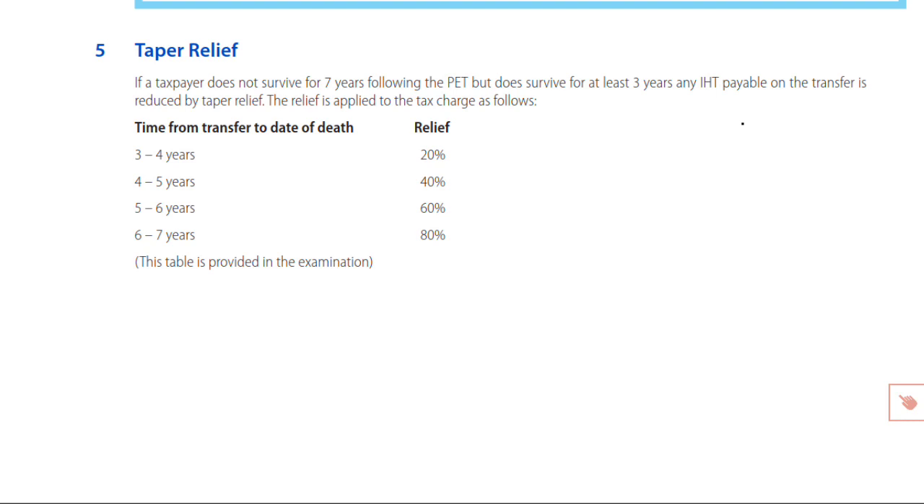Now, that was for a reason, because if the taxpayer does not survive for 7 years following the PET, but does survive for at least 3 years, then if there is any IHT payable, again, there may not be. You may have a transfer like we've seen several years before the date of death that becomes chargeable, but it's all at the nil rate, so there's no tax.